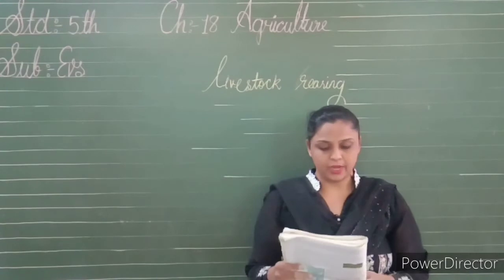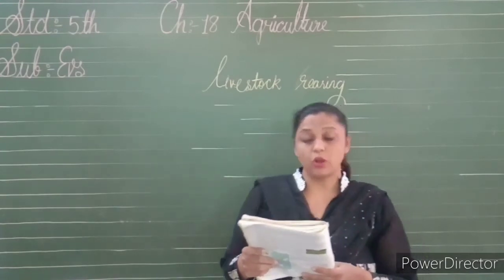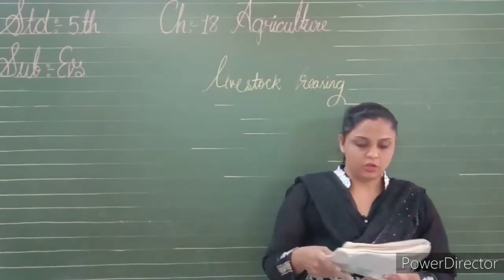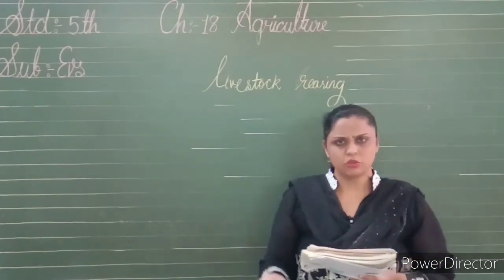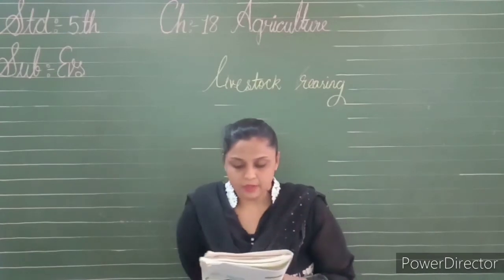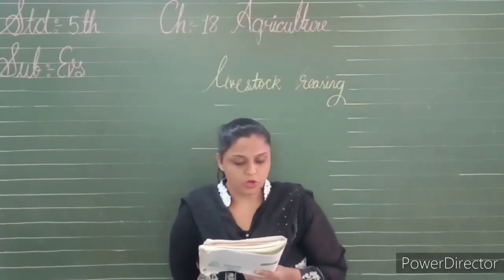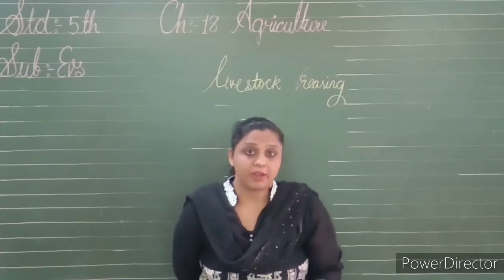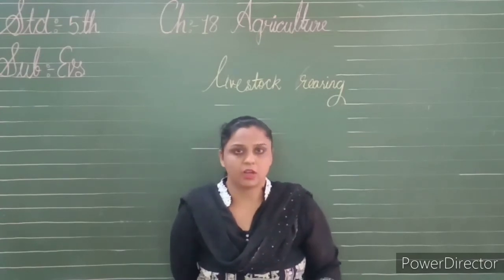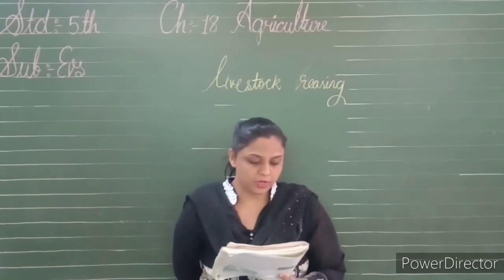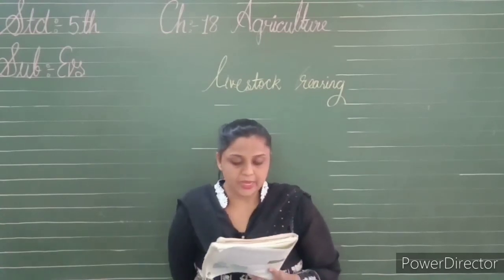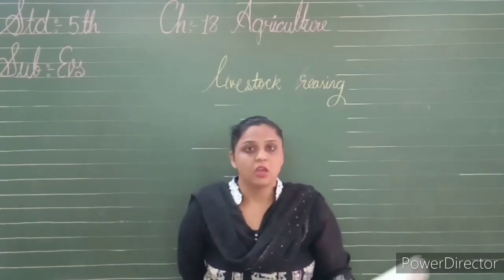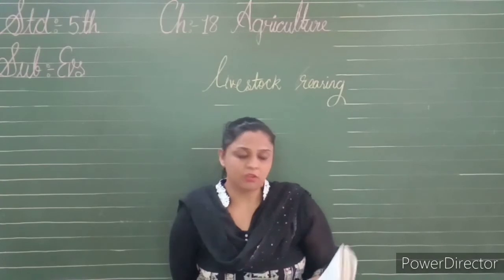Study livestock rearing. Cows and bullocks are called cattle. Cows and bullocks are called cattle because they are used for dairy products and also for farming purposes. Cattle rearing is done to increase the production of milk in our country. Cattle rearing means taking care of cattle, raising them. Today India is the largest producer of milk in the world.